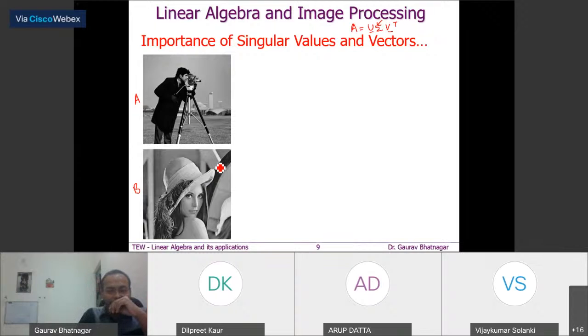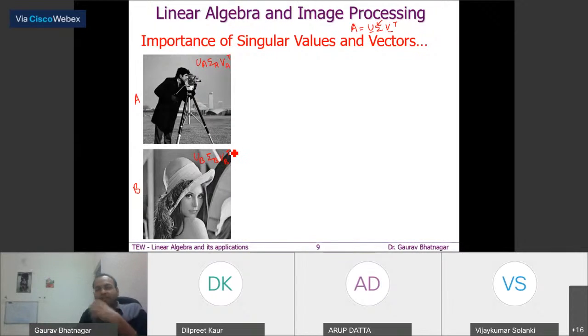So now, first what we will do is decompose or factorize these two matrices, or these two images, into the corresponding U, S and V. So I'm going to get UA sigma A VA transpose. This is nothing but the singular value decomposition of A. Similarly, I am going for the singular value decomposition of this particular matrix, UB sigma B VB transpose.